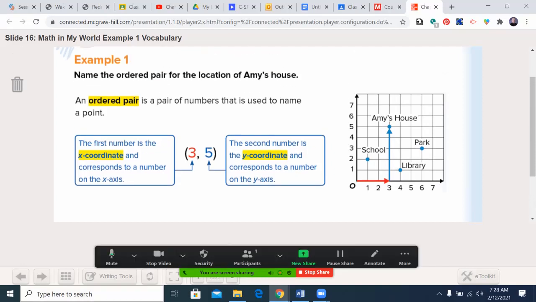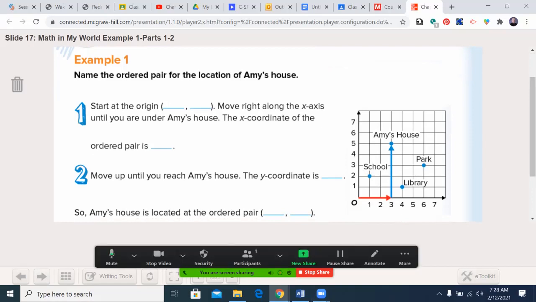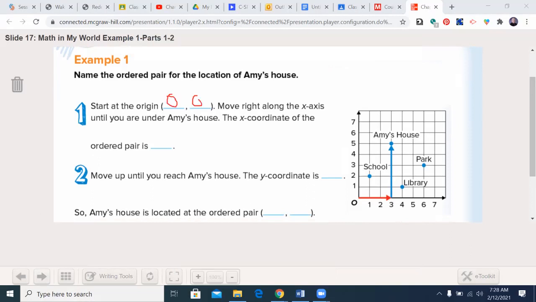That's how we're going to name these points. So how do we go about and do this? And this is going to kind of follow along with what we were just talking about here. I start at the origin. The origin is always 0, 0.